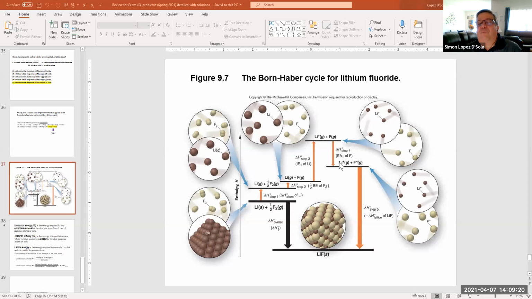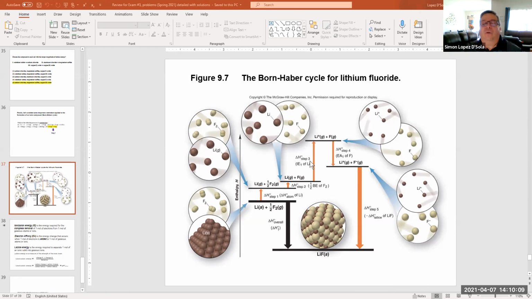And finally, the process where you combine the lithium plus and the fluoride minus in the gas phase to form the ionic solid lithium fluoride. That is an exothermic process, and that difference of energy is what we call the lattice energy. So remember, the lattice energy is the energy required for a solid ionic compound to separate into its ions in the gas phase. If you go from the bottom to the top, you will see that on the top we have the two ions in the gas phase.